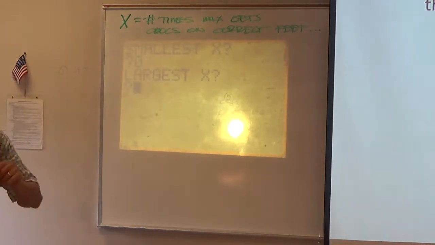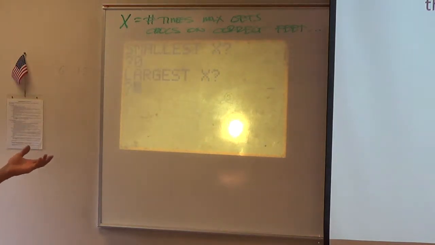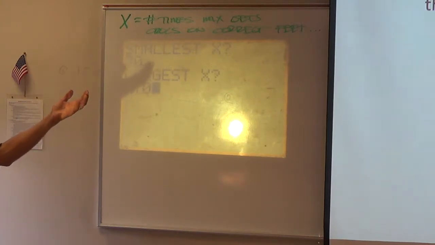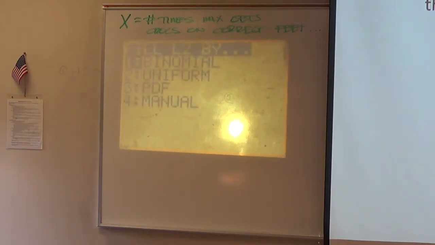If it doesn't work. What's the most number of times? The largest X? 10. He might get it correct all 10 times. Fair enough? Beautiful. When you press enter, right now, if you were to stop the program and looked at L1, L1 would go 0, 1, 2, 3, 4, 5, 6, 7, 8, 9, 10.